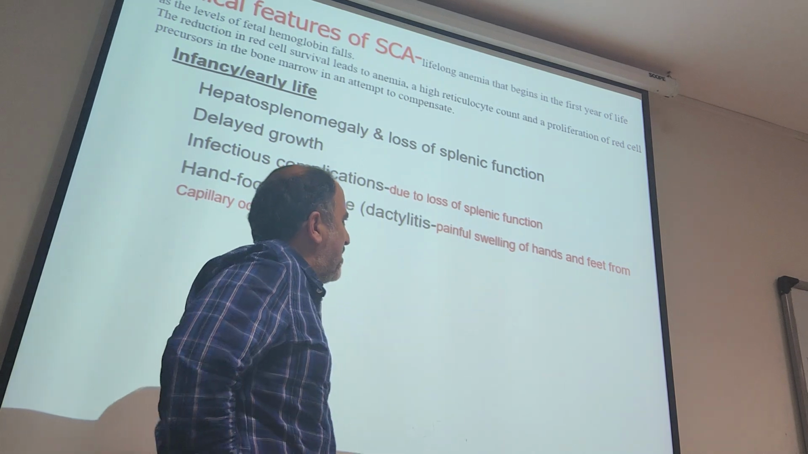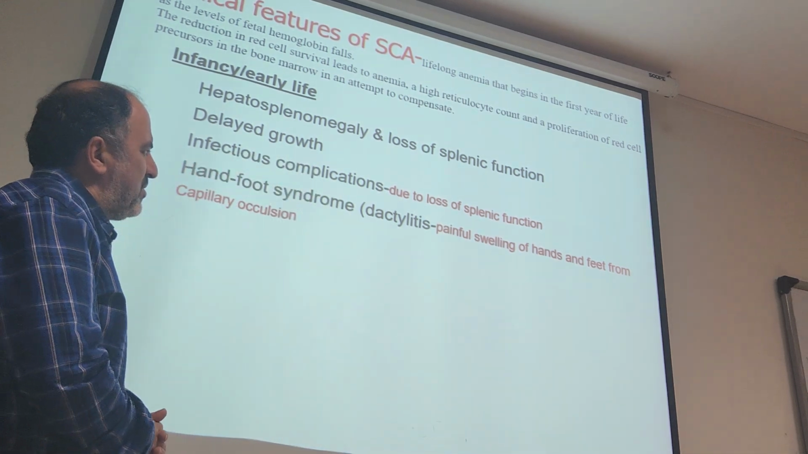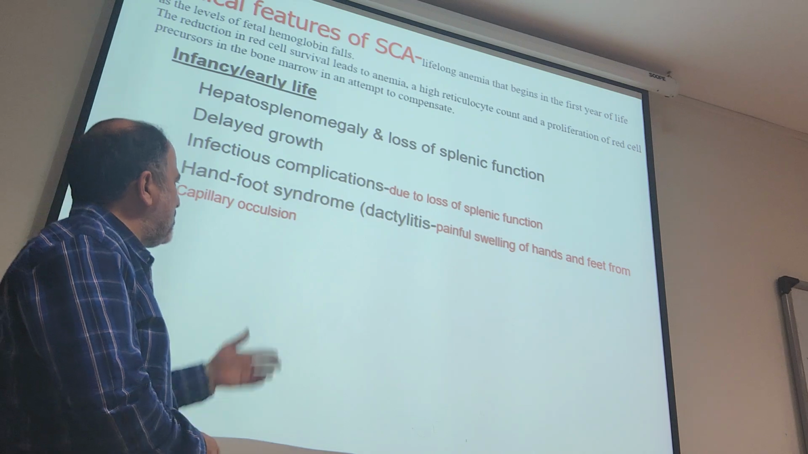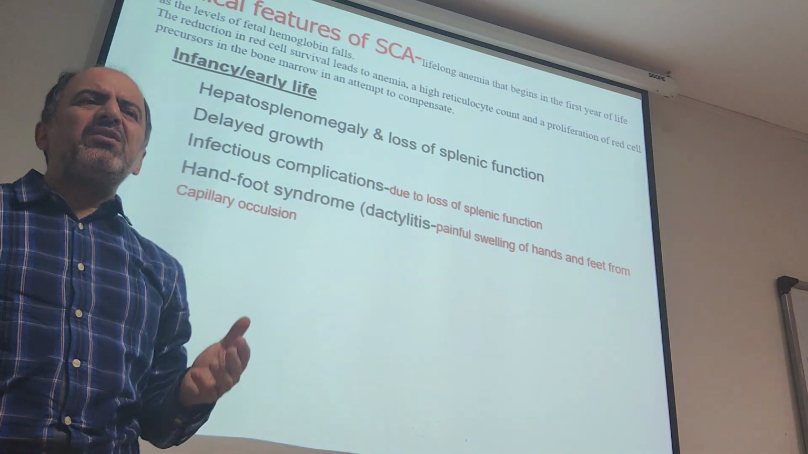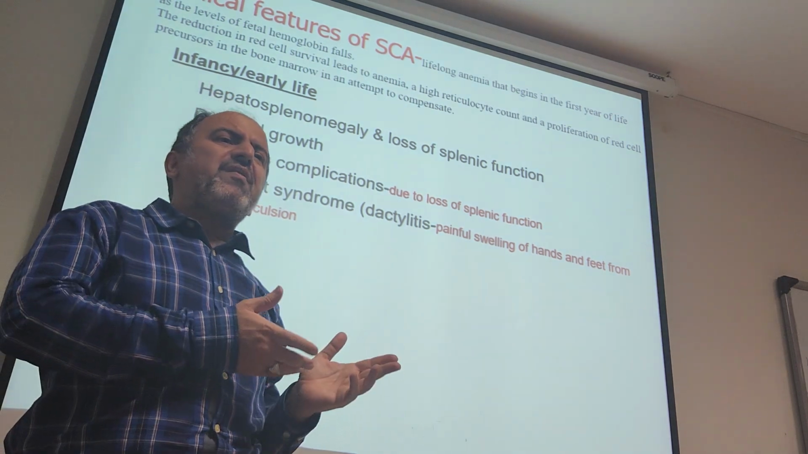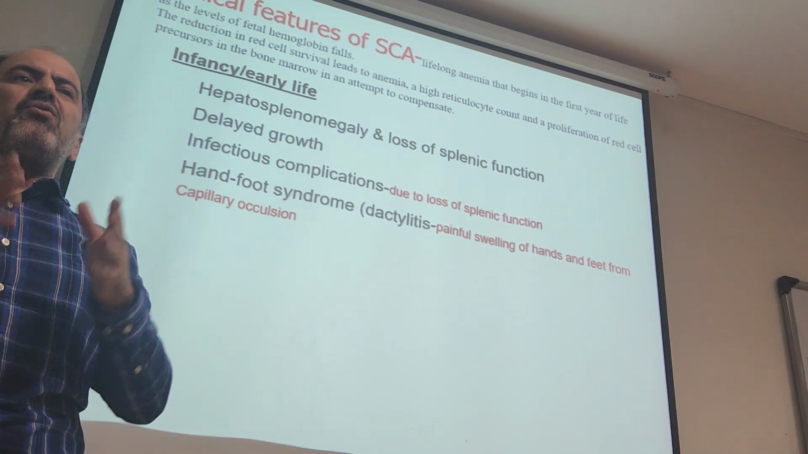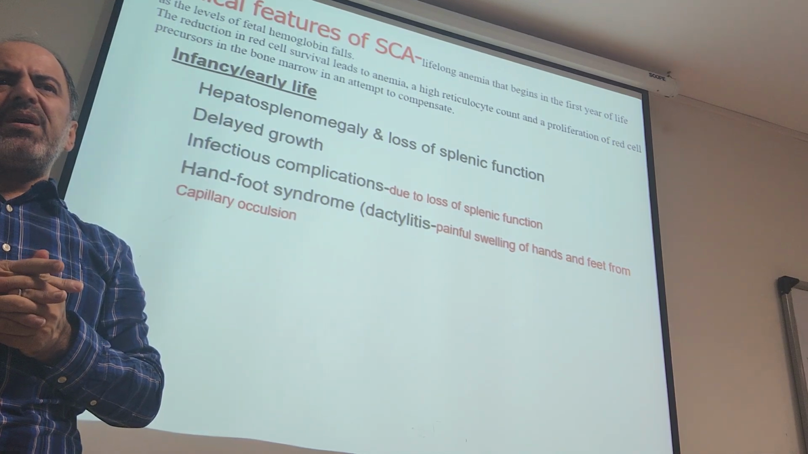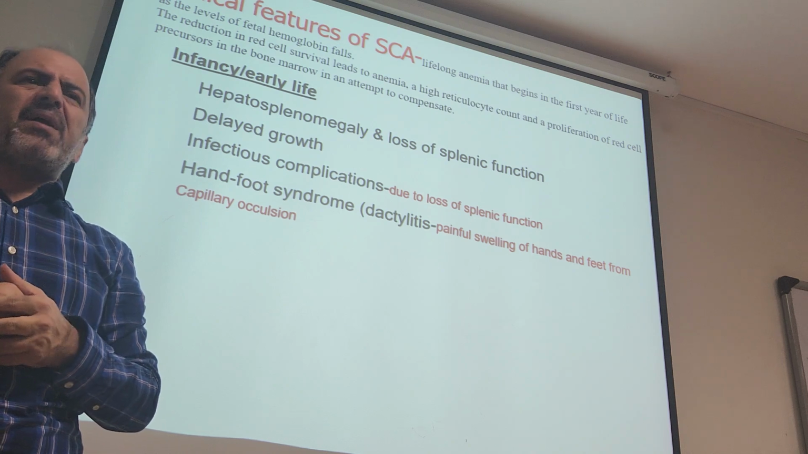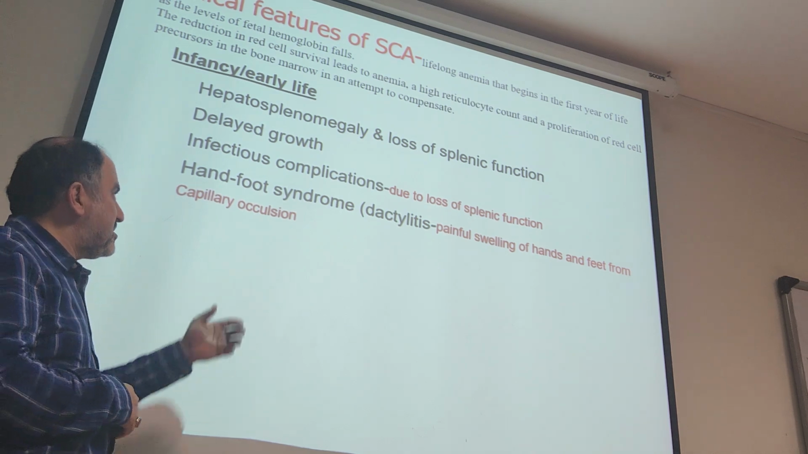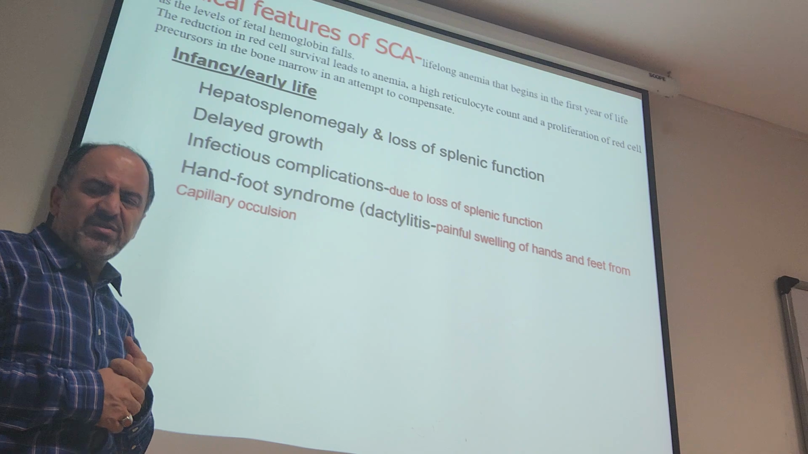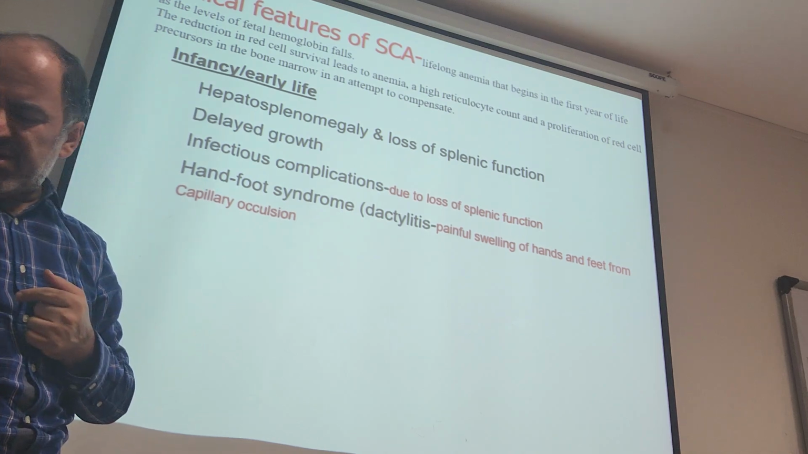Dactylitis: we have a painful swelling of the hand and feet due to capillary occlusion, especially when the patient says, when I'm flying, I will have this pain in the hand and feet. Or maybe I went to climb a mountain, then the pain will start. This means hand and foot syndrome or dactylitis due to sickle cell anemia disorder.